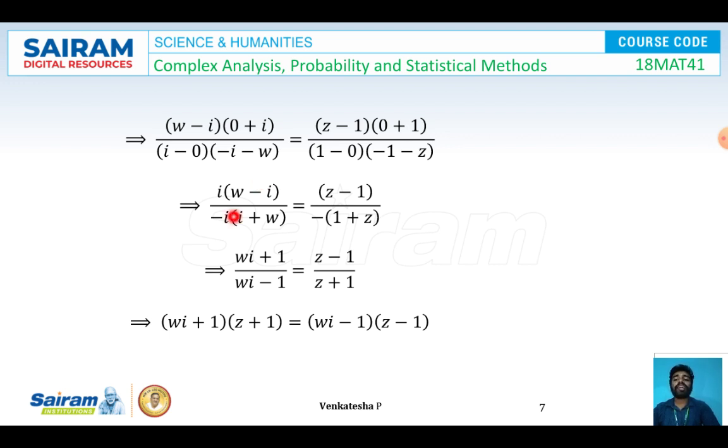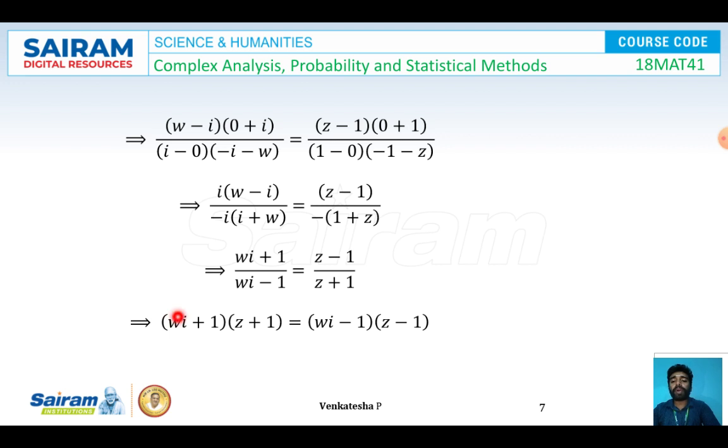Similarly, taking i inside, i square is minus 1, we get wi minus 1. So I got the equation (wi plus 1) by (wi minus 1) is equal to (z minus 1) by (z plus 1). Shifting this z plus 1 to LHS and taking this wi minus 1 to RHS, I got the equation like this. That is (wi plus 1) into (z plus 1) is equal to (wi minus 1) into (z minus 1).